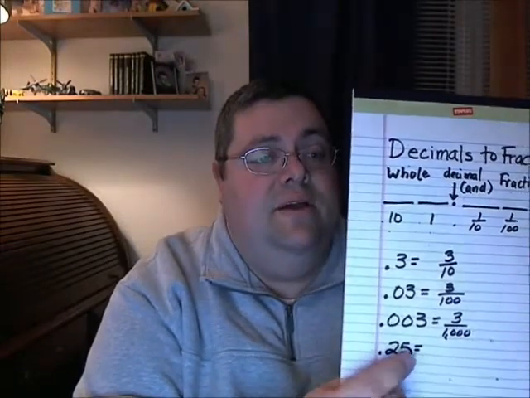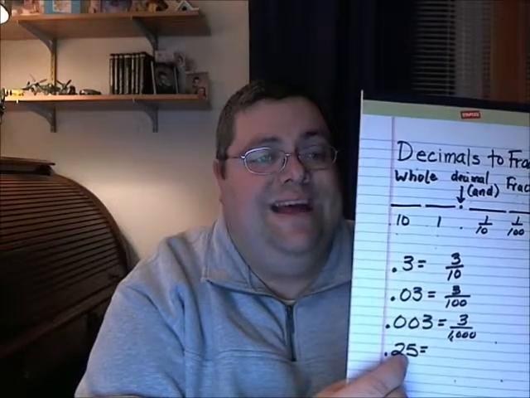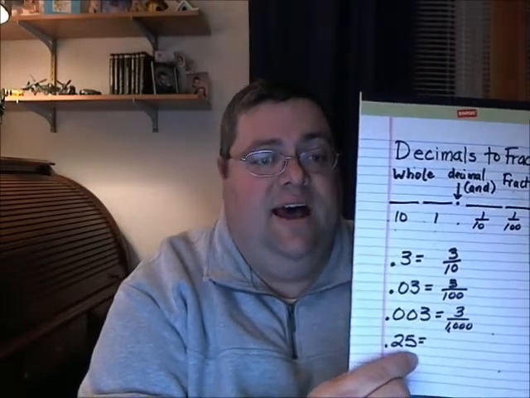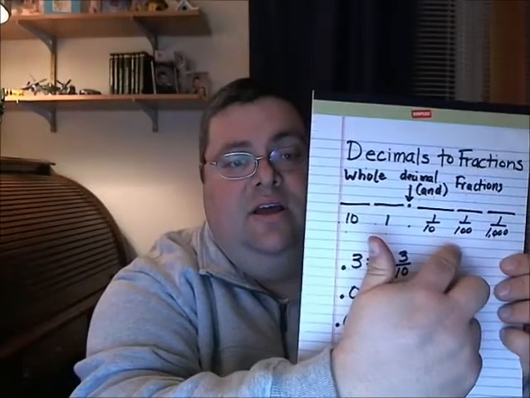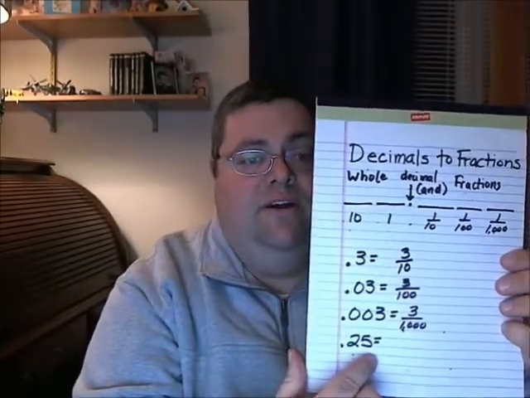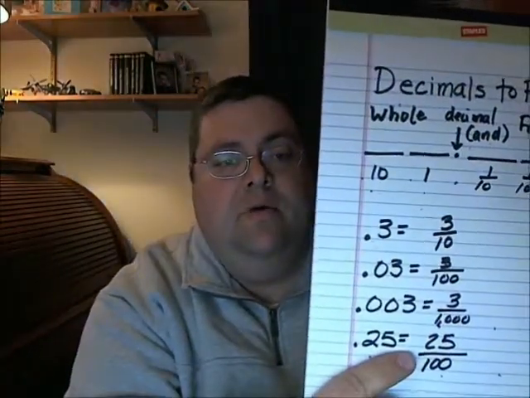Then we name the place value of the very last digit. So 25, and in this case, hundredths. 25 hundredths as a fraction would look like this: 25/100. Now, here's the thing. This is where the kids get a little frustrated. We can't leave that as 25/100. If it can be put in simplest form, we need to reduce it to simplest form.